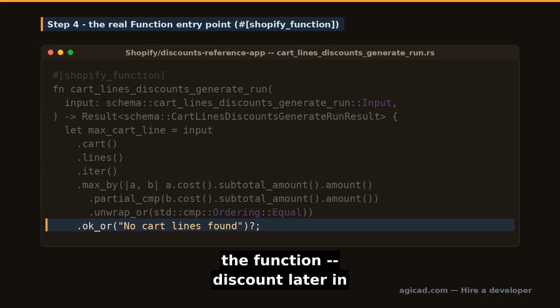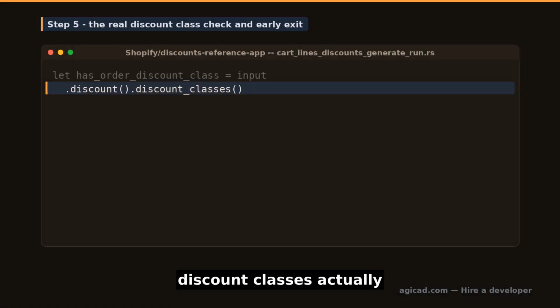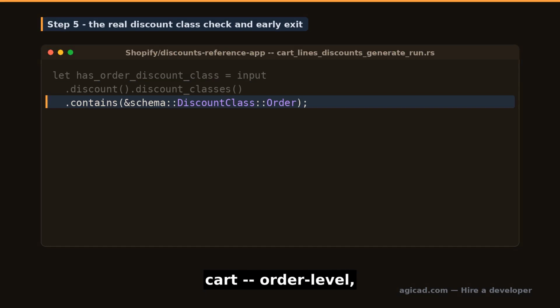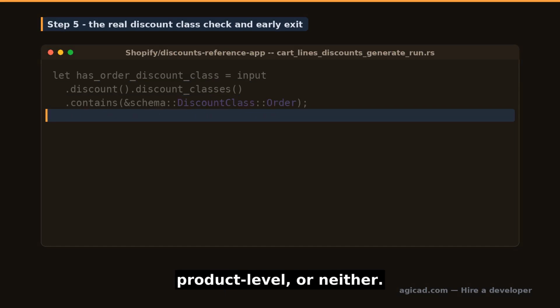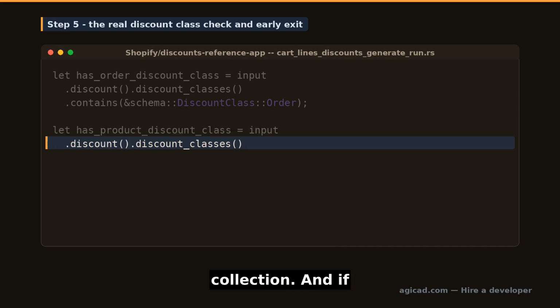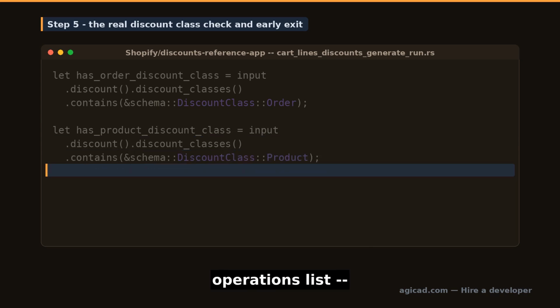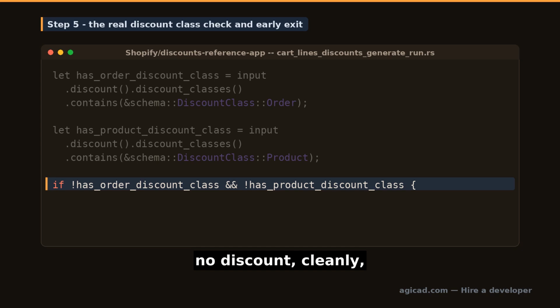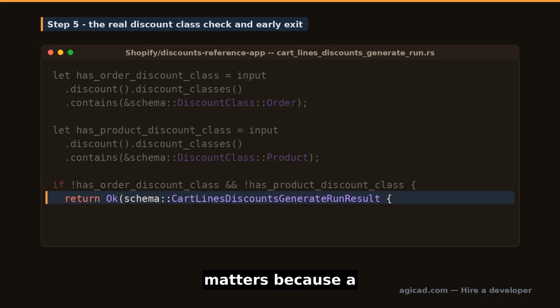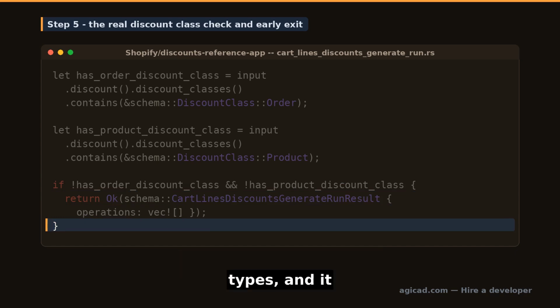Real business logic, not a stub. Before doing anything else, this real function checks which discount classes actually apply to this cart: order level, product level, or neither. It reads that straight off the input's discount classes collection. And if neither class applies, it returns immediately with an empty operations list, no discount, cleanly, in a single typed return. This matters because a single function can be configured to handle multiple discount types, and it needs to behave correctly even when Shopify calls it in a context where none of them apply to the current cart.